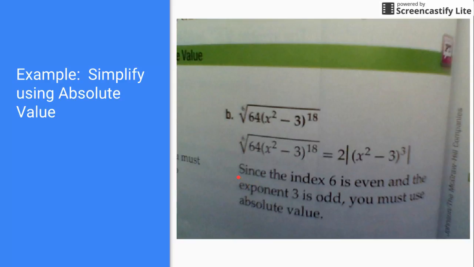And it says it right here, since the index 6, right over here, is even, and the exponent 3, right here, is odd, you must use absolute value, because this might have a possibility of being a negative number, and in the math world, you don't want that. So absolute values are a must.